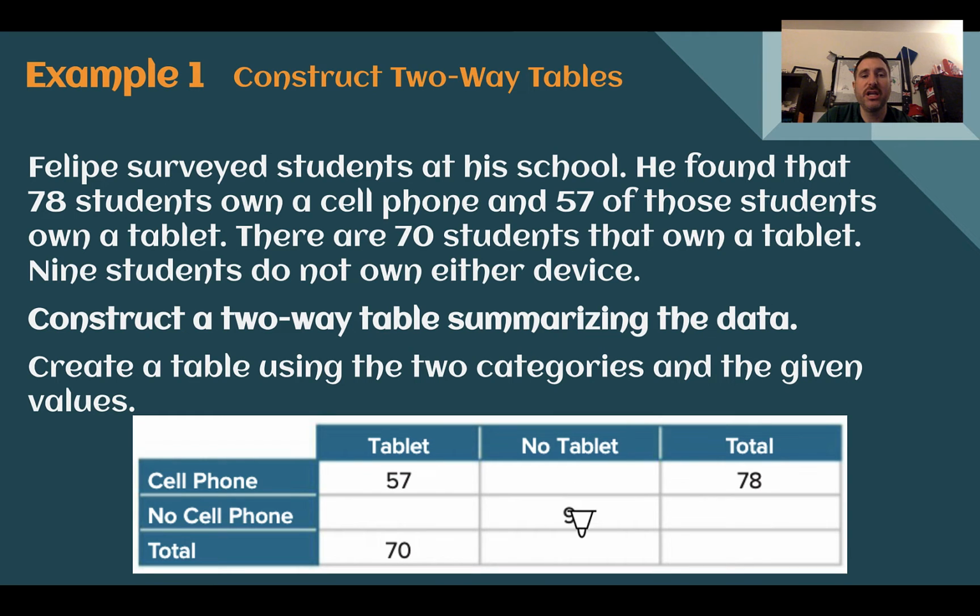They already put our information here, but just in case, let's look at where this information comes from. So 78 students own a cell phone. So here's a cell phone. That's talking about the total. So 78 total kids own a cell phone. Of those 78, 57 own a cell phone and a tablet. So I would put it where those two things cross. There were 70 that own a tablet. There's no reference to cell phones there, so that must be talking about our total. And 9 do not own either. No cell phone, no tablet, so there's our 9.